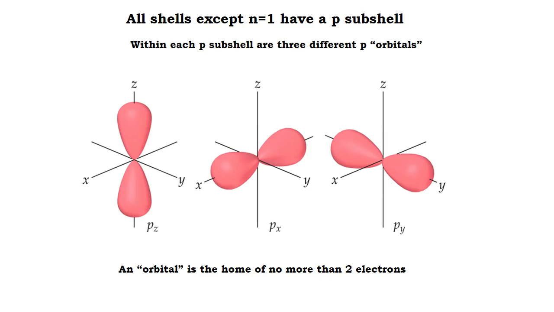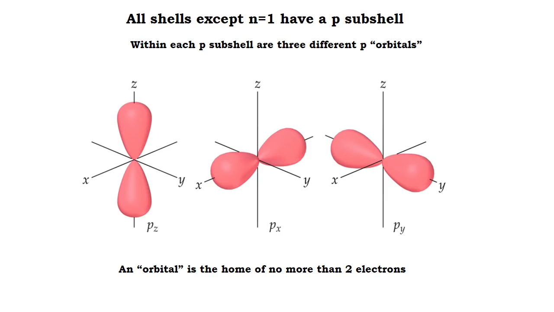Now if we talk about P subshells, only the first shell does not have a P subshell. All of the others do. Now within each P subshell are what are called three different orbitals. Now an orbital is really the true home of the electron. Each orbital can house as many as 2 electrons, and what you see here are the 3 different p orbitals.